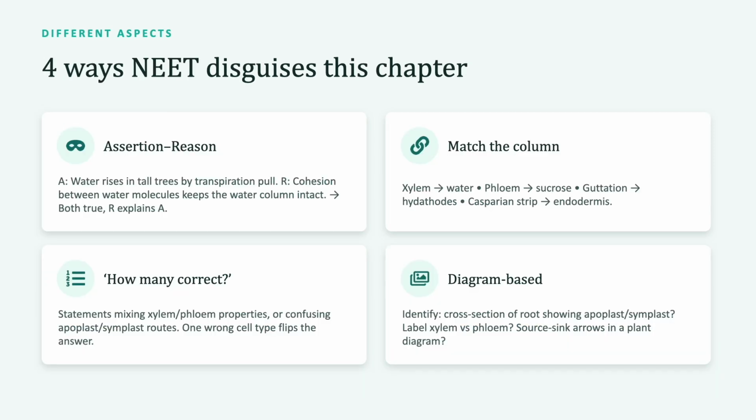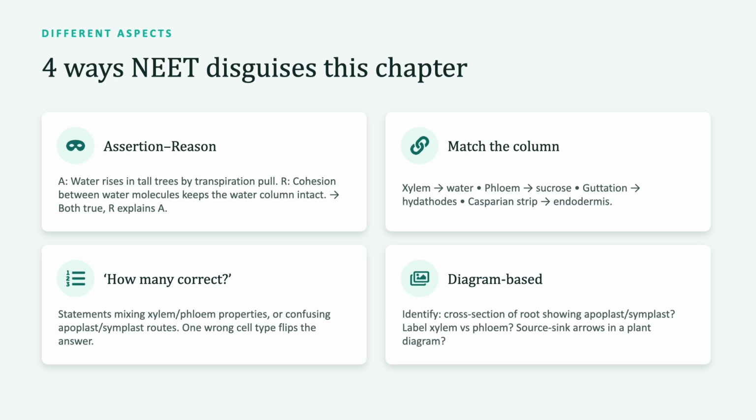NEET asks this chapter in four costumes. Assertion and reason. For example, assertion: water rises in tall trees by transpiration pull. Reason: cohesion between water molecules keeps the column intact. Both true. Reason explains the assertion.